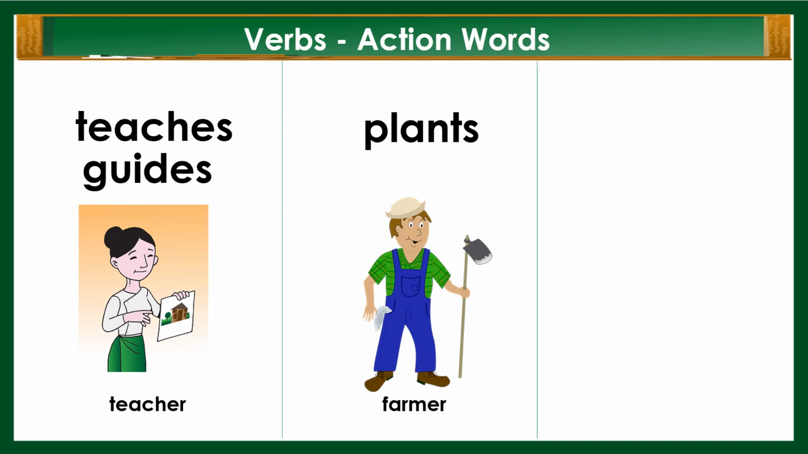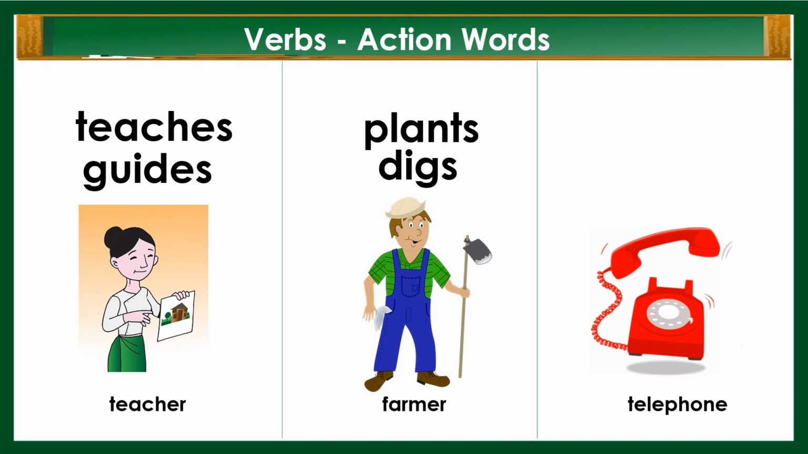The farmer digs. How about the telephone? What action words can describe what the telephone does? The telephone rings. Another action word is calls. The telephone receives calls. Now, can you tell us what someone or something does? Yes, the family eats together.